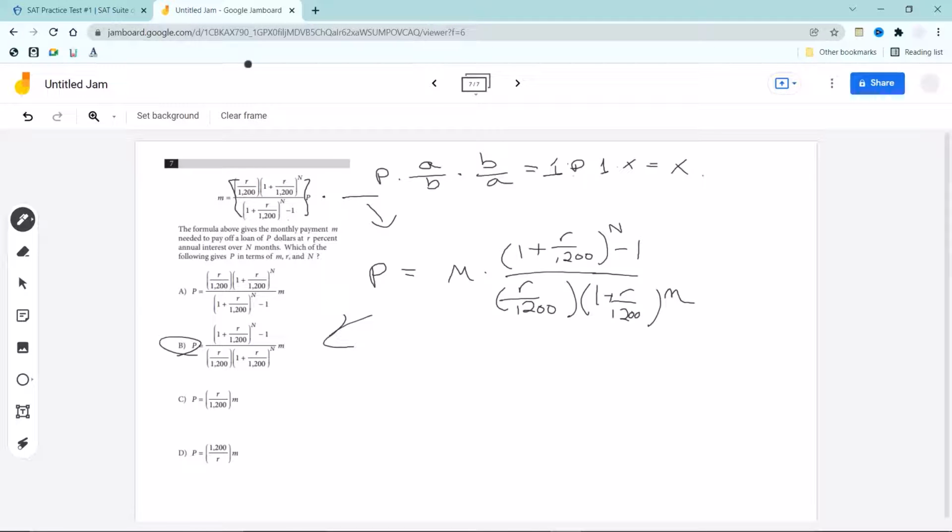All we did here to isolate P was multiply by the reciprocal on both sides, and in algebra we do things on both sides. So then we just have to remember to multiply by the reciprocal on the side with M, and then we're done.